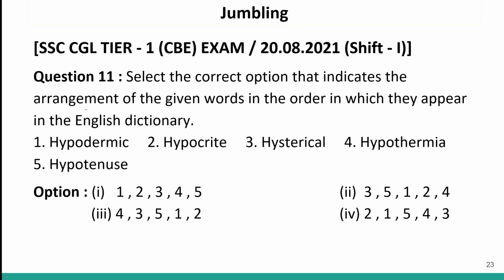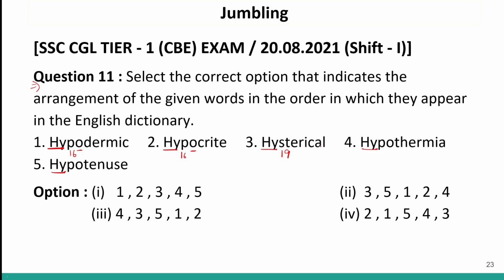Okay? Question number 11. 5 words. Hypodermic, hypocrite, hysterical, hypothermia, and hypotenuse. So I can see HYPO being common in these 4 words. Only this is different. So until HY, it is common in all. Now, S is how much? S is 19 and P is how much? P is 16. After this, O is common in all.